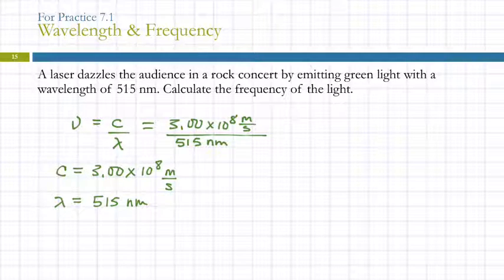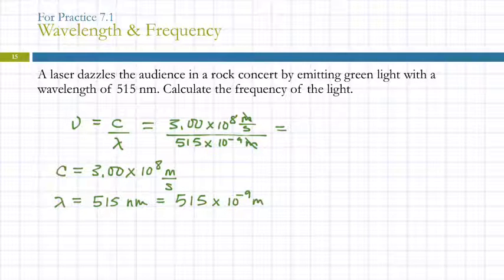nanometers into meters. The simplest way to do this is just 515, instead of writing n for nano, write what it means. 10 to the minus 9 meters. That's not proper scientific notation. Your calculator doesn't care. So 515 times 10 to the minus 9 meters. Now the meters are going to cancel out. And we're going to end up with units of 1 over second. So I know that seems weird, but that's how it is.